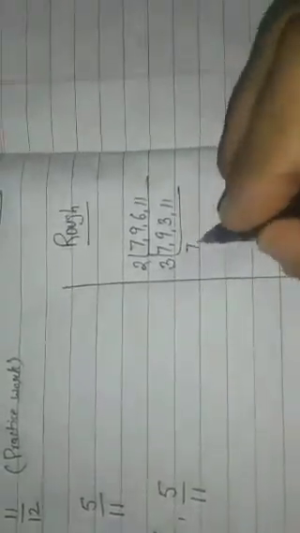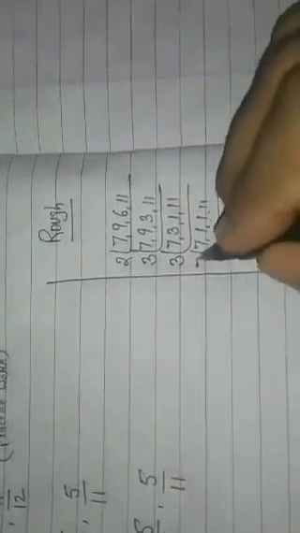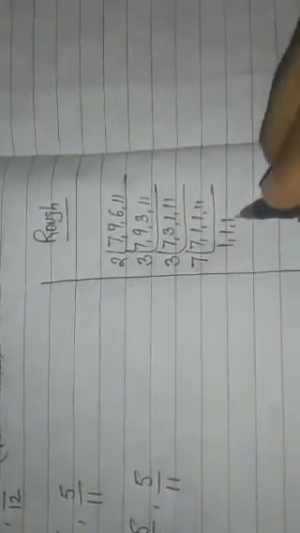Then 3, 7, 3. 3 3s are 9, 3 1s are 3, and 11 as it is. Then 3, 7, 1, then 1, then 11. Then after that 7, 7 1s are 7, 1, 1, then 11. Then 11 1s are 11. So on the basis of this you can write the LCM.